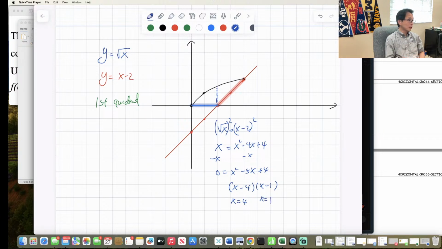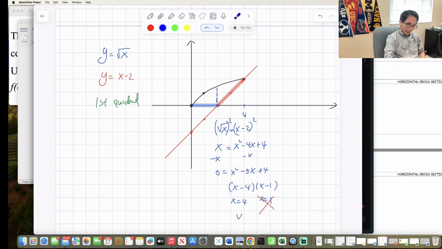But one of them is extraneous. Obviously, the 4 is the one that's correct. The 1 is not correct. Why is 1 not correct? Because this graph never curved this way. If it curved this way, you would have another intercept. That's called an extraneous solution. Is that okay? So you cross this one out.